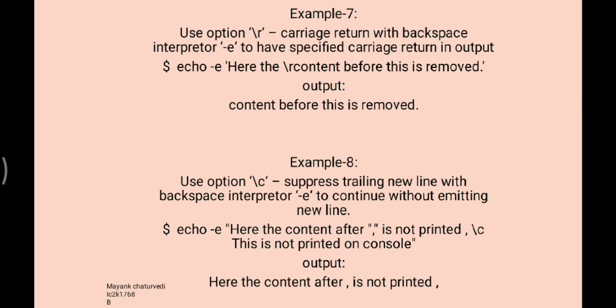Example 7: here we will use backslash r, a carriage return, with the interpreter -e to have a carriage return in the output. So here the content of the words that are written before the backslash r will be eliminated. Only the content that is written after the backslash r will be printed. Similarly, in example 8, backslash c suppresses the trailing newline, with the interpreter -e, to continue without emitting the newline. Here the content after the backslash c will be omitted. All the content that is written before the backslash c will be printed.